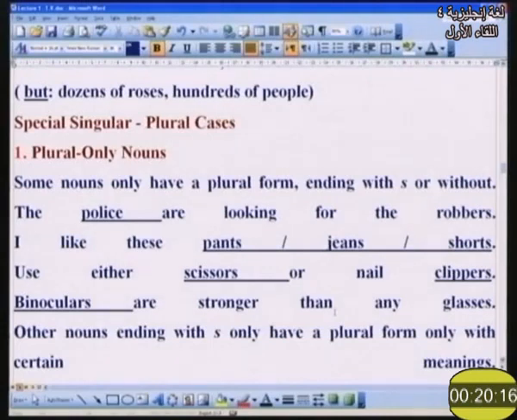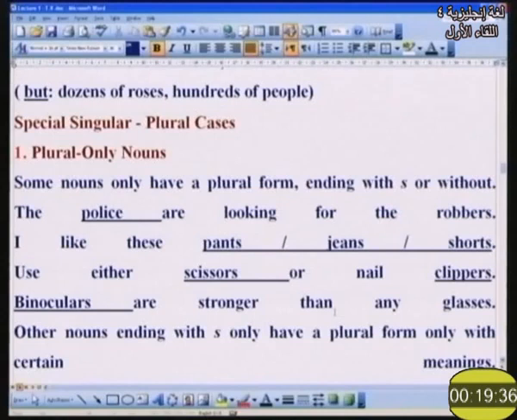Okay, the police are looking for the robbers. I like these pants or jeans or shorts. There is no singular. The first step is that it's plural without a singular. For police, it does not end with an S, but with pants, اللي هي pantalon, jeans, shorts, it ends with an S. Use either scissors or nail clippers. Okay, القصافة والحاجات اللي هي فيها والسيزرز والمقص والحاجات دي كلها اللي هي فيها 2 different blades, plural, no singular.